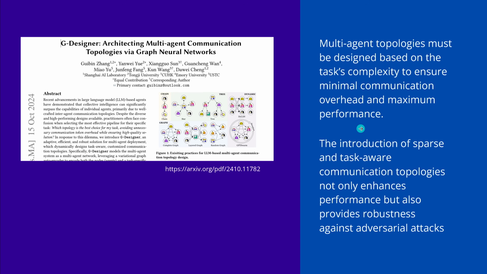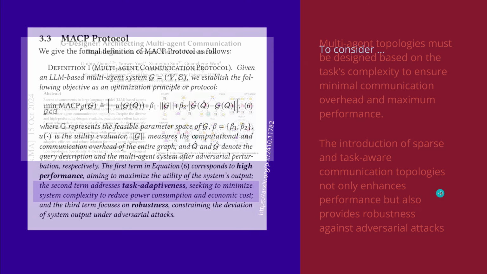for maximum performance. And the introduction of sparse and task-aware communication topology, this was part 2, not only enhances the performance, but also provides some robustness against adversarial attacks. I will talk about this. If you have a communication redundancy in your system, it will be so helpful, but this will be a topic of another video. Just to tell you, it's also robust, and robustness will become important in future AI systems.